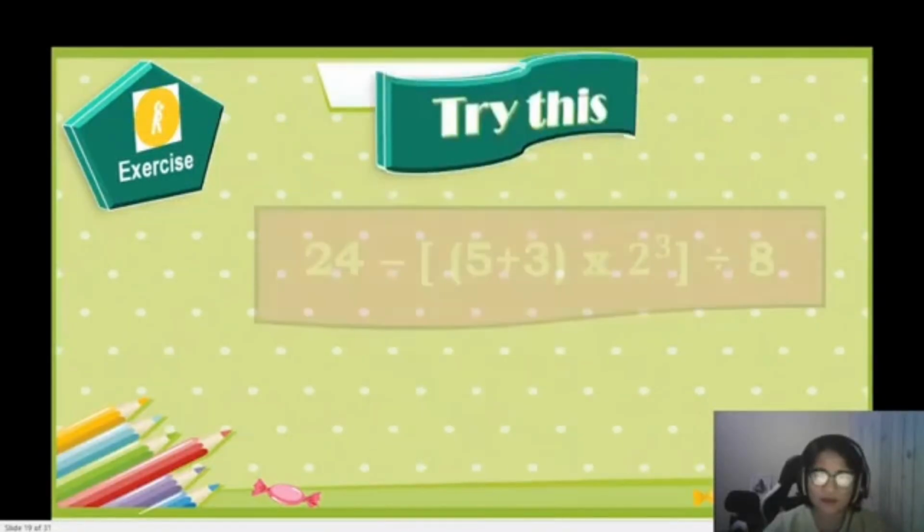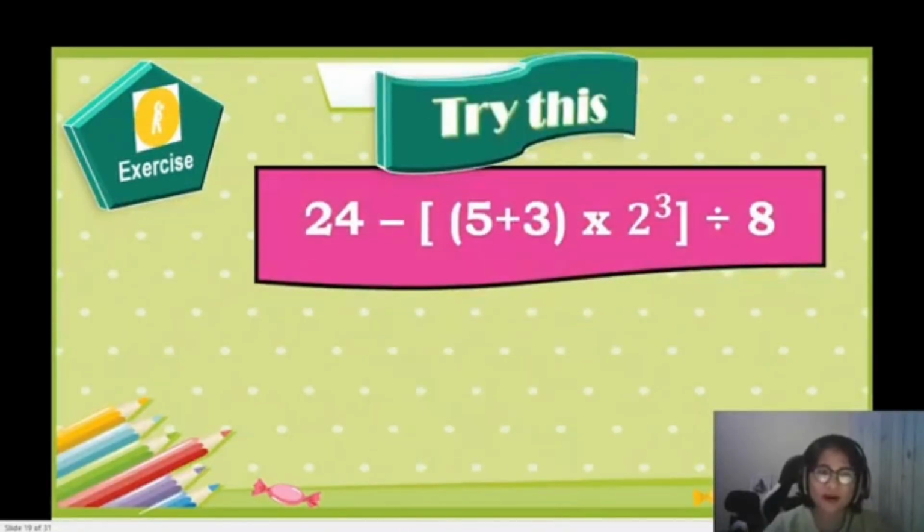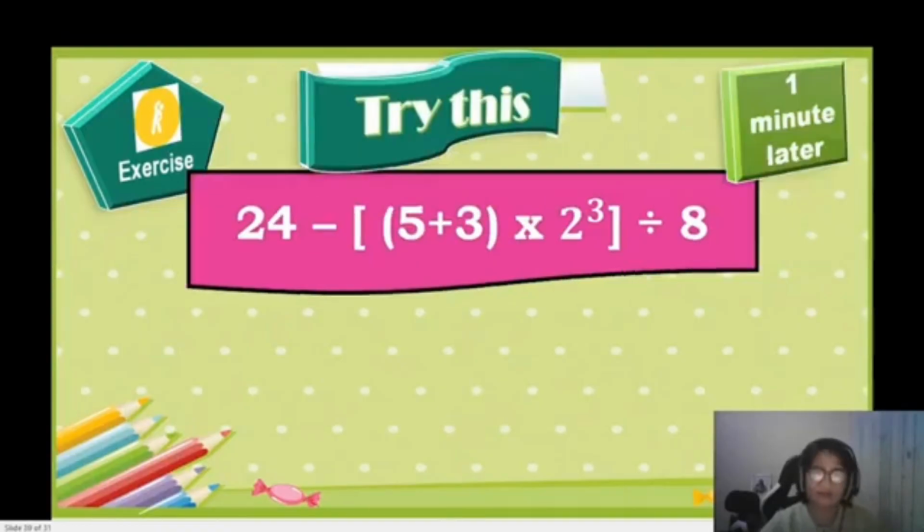Now, it's your turn, kids. Get your pen and notebook. Perform 24 minus 5 plus 3 times 2 to the power of 3 divided by 8. I will give you 1 minute to answer. Stop this video and continue after 1 minute.